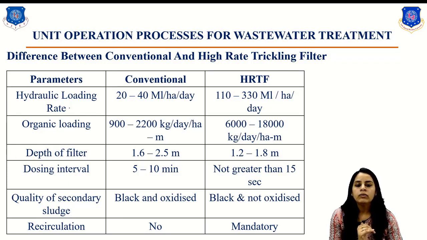Then the dosing interval for the conventional trickling filter is 5 to 10 minutes, whereas in the high rate trickling filter it is not greater than 15 seconds. The quality of secondary sludge is black and oxidized in the conventional system, and black and not oxidized in the high rate trickling filter. And the last one is recirculation, which does not occur in the conventional trickling filter and is mandatory in the high rate trickling filter.